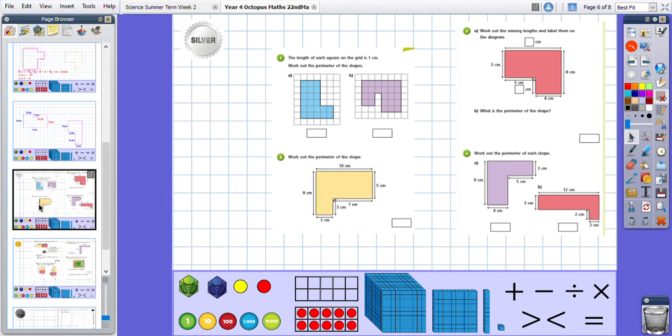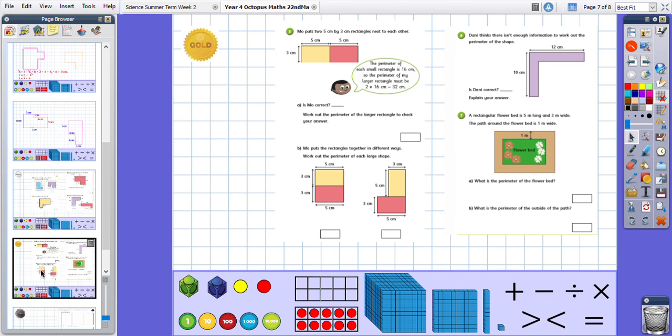And then for silver today, you are working through questions 1 to 4, okay, using grids and measurements to help you work out some perimeters with some missing lengths in there that you need to find using the information you are given on the diagrams.